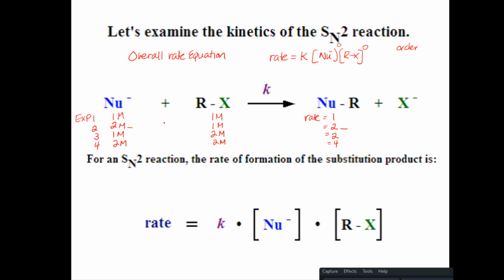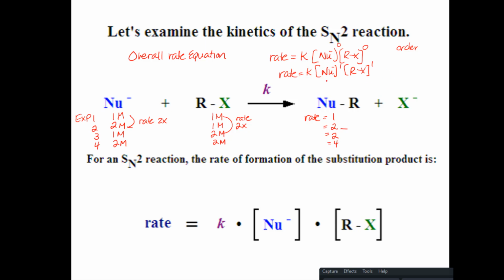So when I doubled the concentration of the nucleophile, what happened to the rate? The rate doubled. When I doubled the concentration of the alkyl halide, what happened? The rate doubled. And when I doubled both of them, what happened? The rate went up by a factor of 4. And so the rate equation for this reaction is going to be the rate equals the rate constant times the concentration of the nucleophile to the first power and the alkyl halide to the first power.